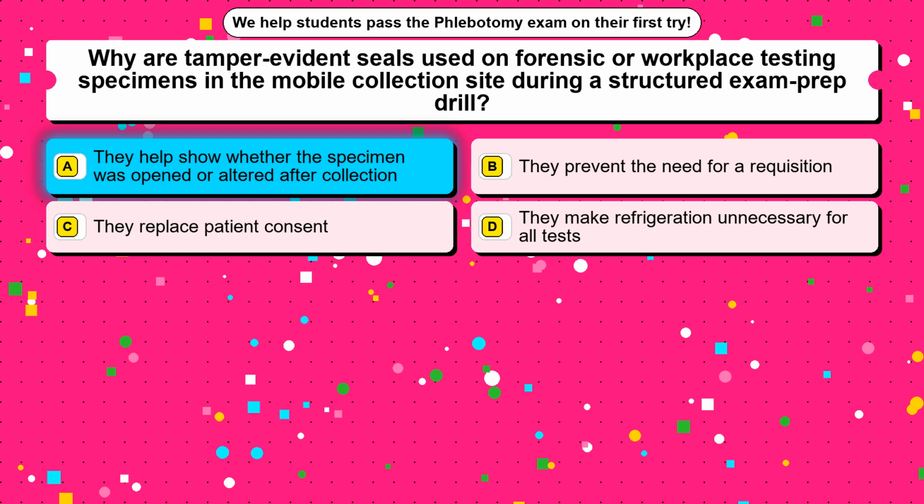The correct answer is option A. They help show whether the specimen was opened or altered after collection.